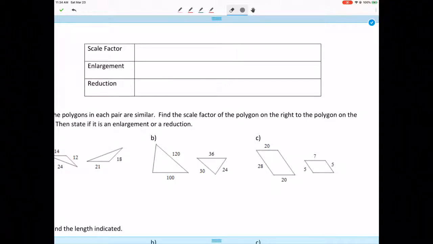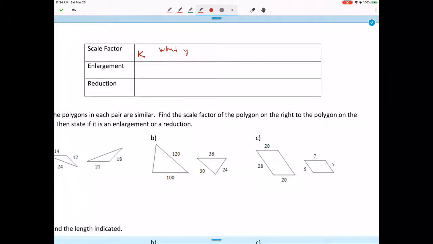Kind of talked about that a little bit. Scale factor is what you need to multiply one of your triangle sides by to get our bigger side, or a bigger triangle. Scale factor is called K. Okay, so let me write this down.